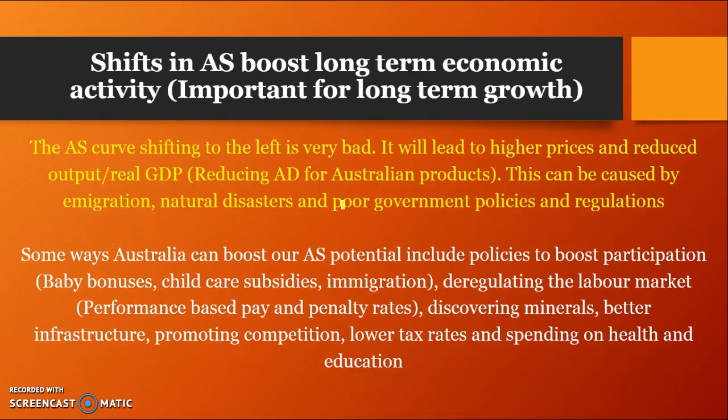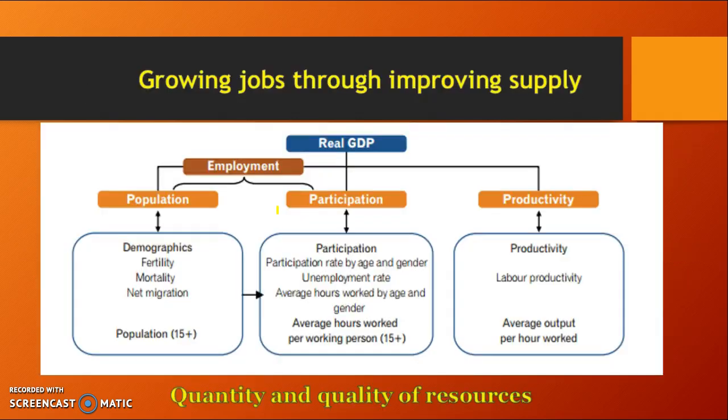Demand does not shift. Aggregate supply shift to the left is bad because it leads to higher prices and reduced output, and it can be caused by emigration, so people leaving Australia, or natural disasters. Some ways we can boost our aggregate supply potential we'll talk about more going forward. But when you're looking at supply side policies, the key thing to recognise is that generally policies are going to do one of three things. They will either boost population, so increase the amount of births, or immigration will increase population. Ways to boost participation, which can include subsidies for childcare or increasing the pension age, etc. Or policies that will boost productivity and lower cost of production. They're the three main ways in which we boost our supply potential.